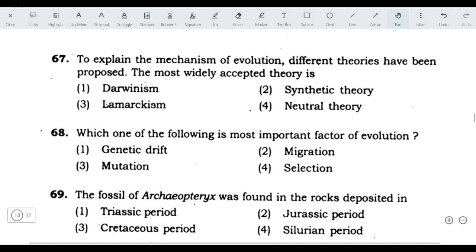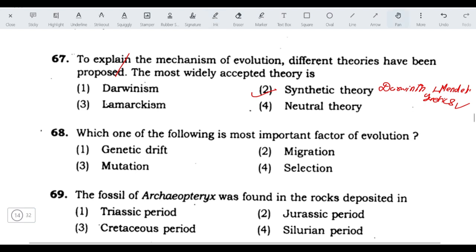Next question. Explain the mechanism of evolution. Different theories have been proposed. The most widely accepted theory is, the answer here is the synthetic theory. The synthetic theory of evolution, also known as the modern evolutionary synthesis, combined Darwin's theory of natural selection with Mendelian genetics. So it is comprehensive and widely accepted. Next, which one of the following is the most important factor of evolution?